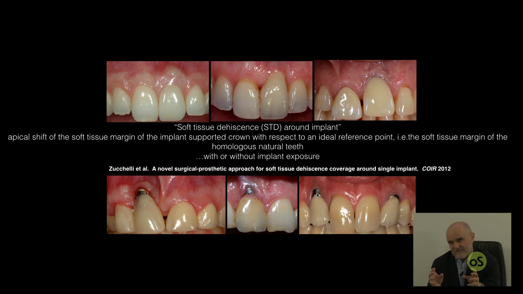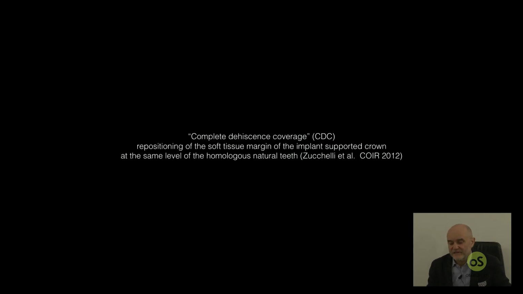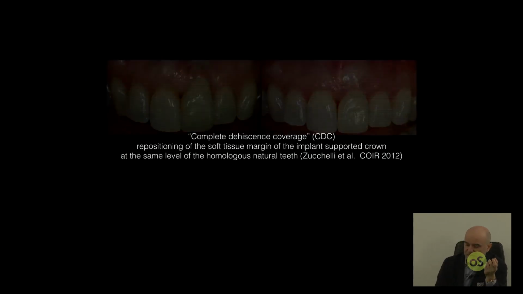And the objective of the coverage of these soft tissue dehiscences is not only to increase the thickness of the soft tissue apically, not only to mask the metallic exposure, but what the patient asks us as the ideal goal of the treatment is to reline the soft tissue margin of the implant-supported crown with the soft tissue margin of the homologous natural tooth. And this is called complete coverage, exactly the same term we use for the treatment of gingival recession.